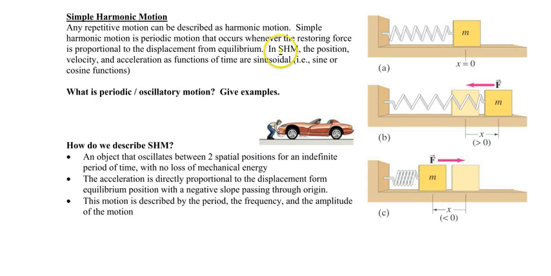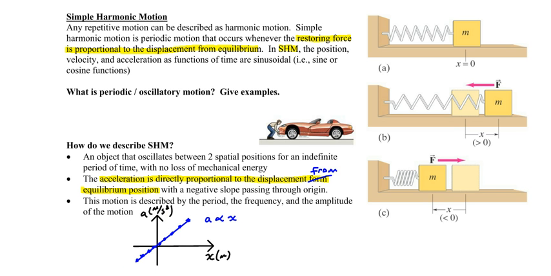It's often abbreviated SHM, and this type of motion occurs when the restoring force is directly proportional to the displacement from the equilibrium. And also, the acceleration is directly proportional to the displacement from equilibrium. That means if you were to plot a graph of the acceleration versus the displacement from equilibrium, you would see that there would be this direct relationship between them. All these points would follow a nice straight line.